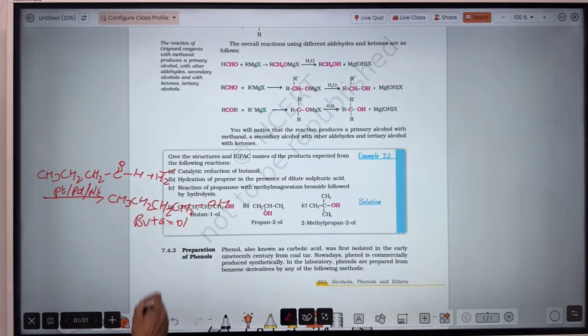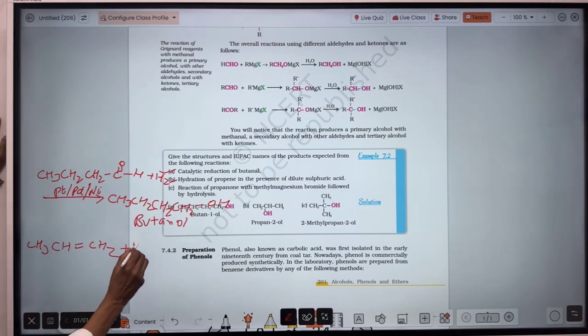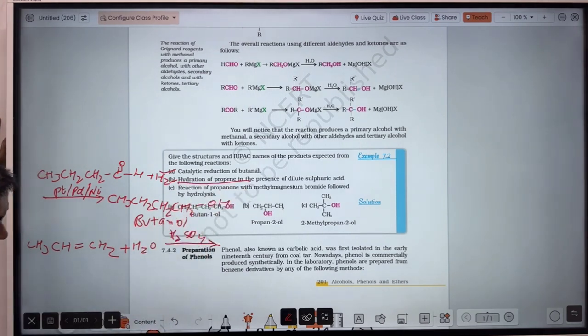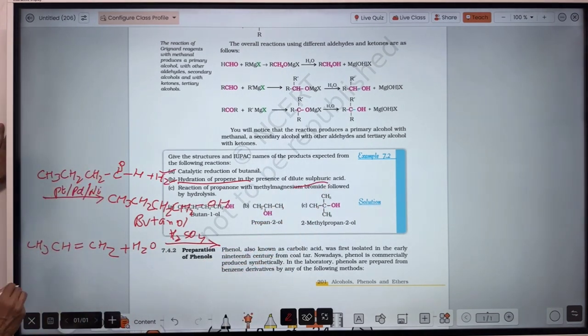Now the second question I am also discussing. Yeah, second question. Yeah, that's written here, directly answer. Second question, hydration of propene. This is propene. Now you have to react with water in the presence of H2SO4. Hydration means you add water in the presence of dilute sulfuric acid. So this one, or you can also write in this manner, or you can also write like this.